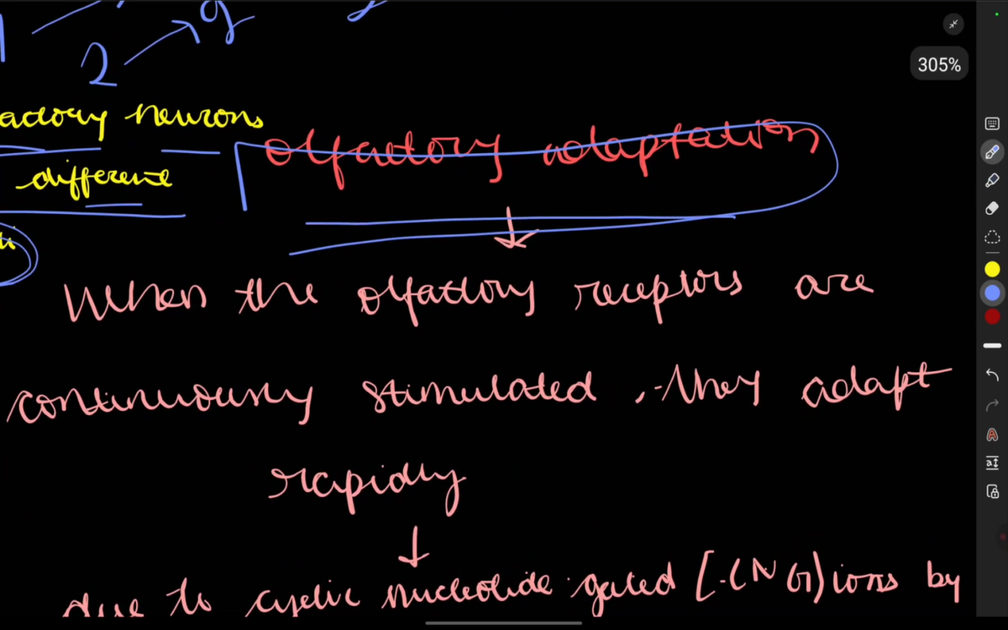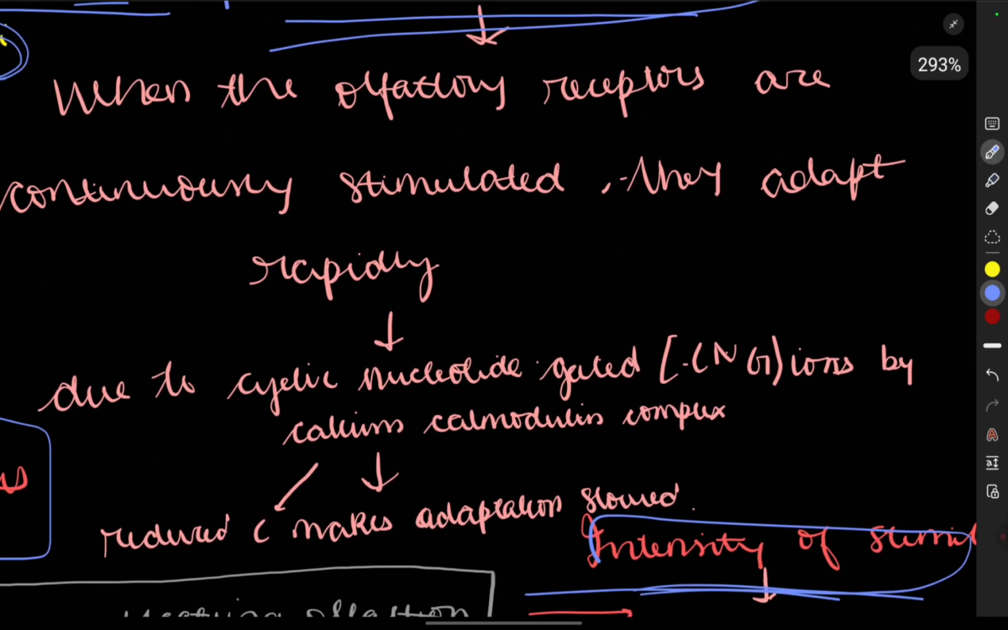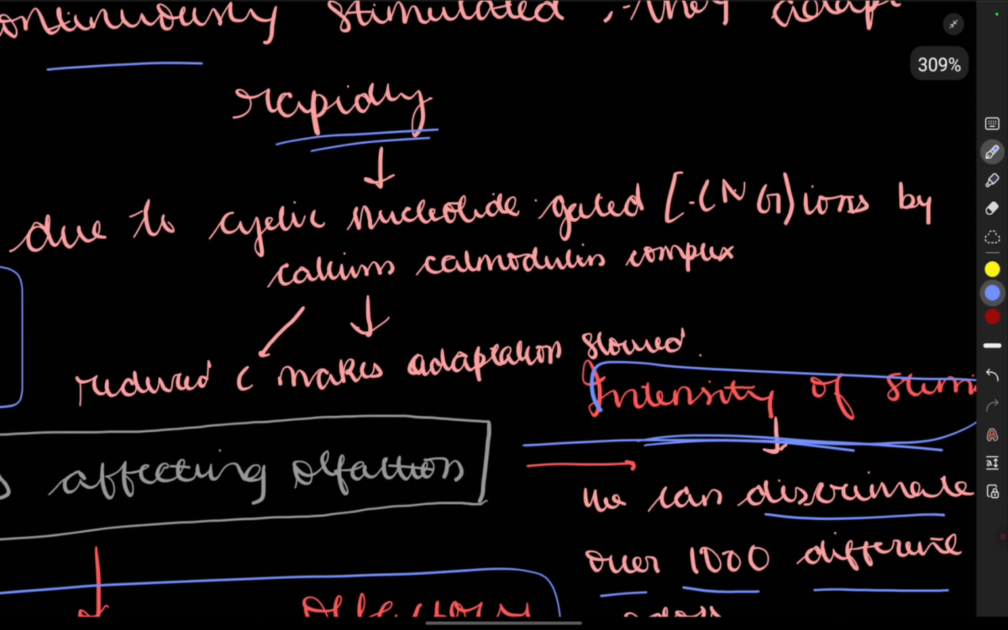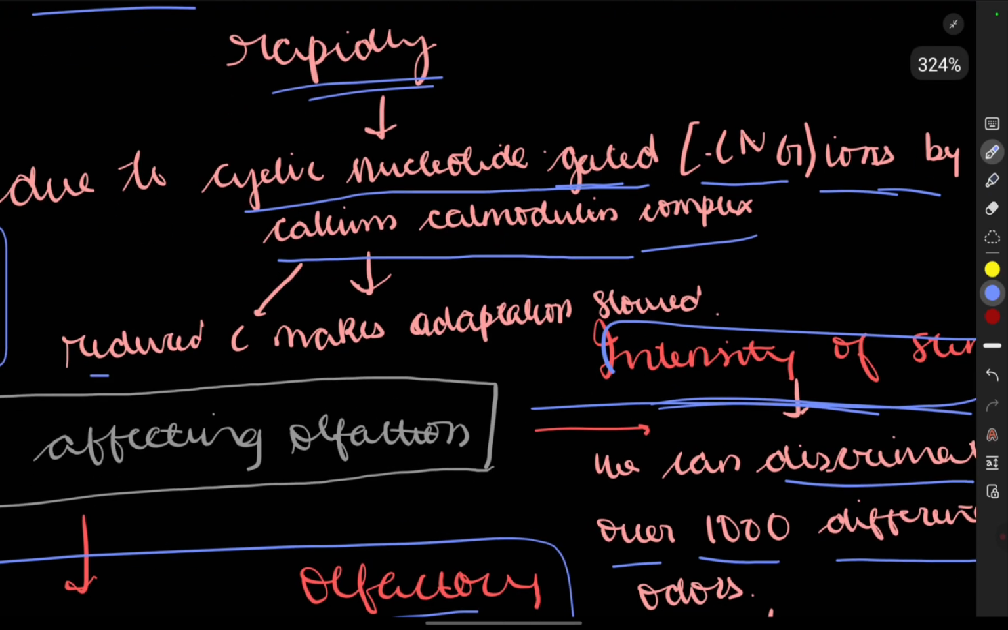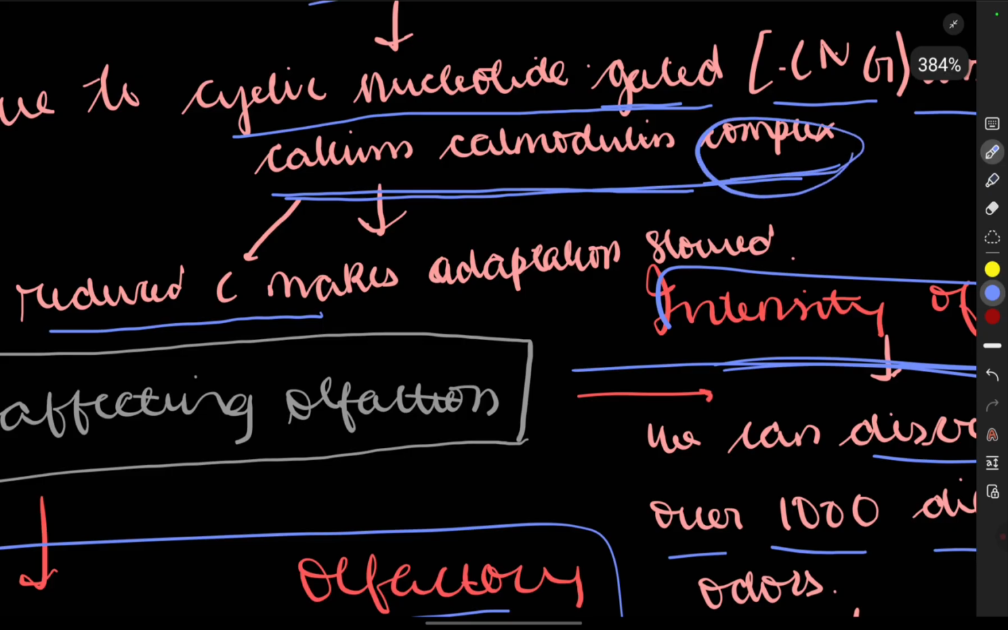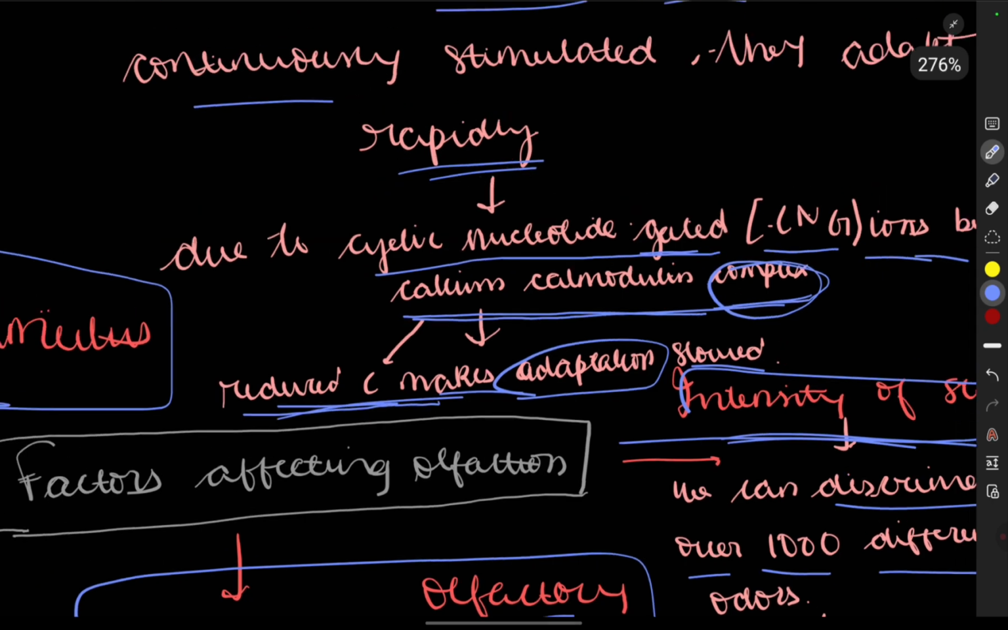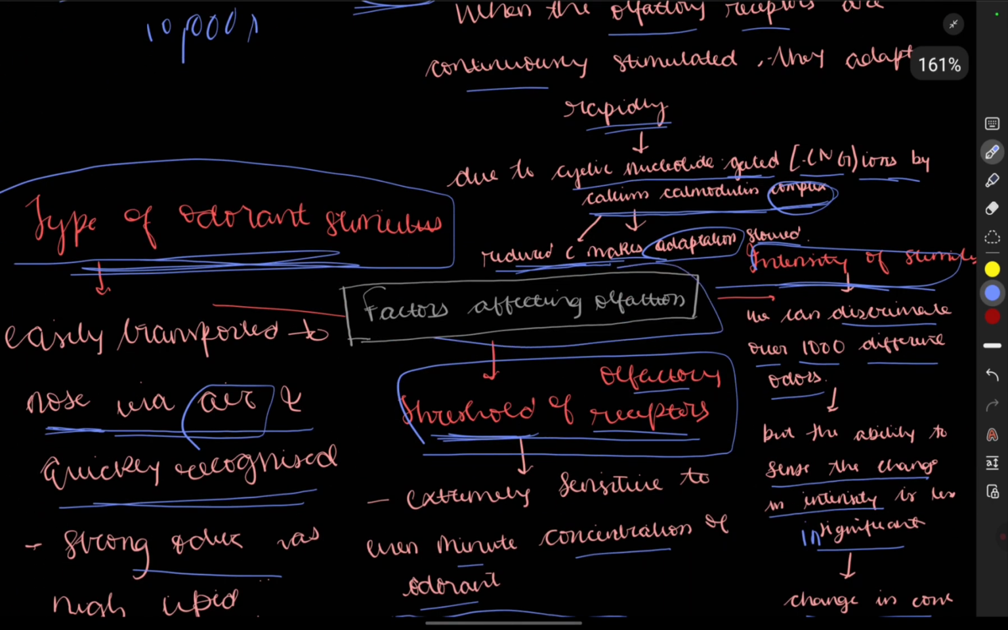Now talking about the last one, olfactory adaptation. As the name suggests, when the olfactory receptors are continuously stimulated, they adapt rapidly, due to cyclic nucleotide gated (CNG) ions and the calcium-calmodulin complex. When this calcium complex is reduced, it makes the adaptation slower. So these are the 4 factors affecting olfaction.